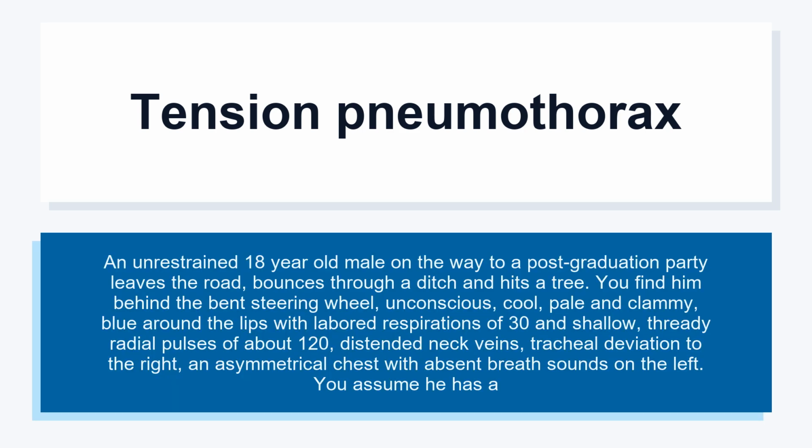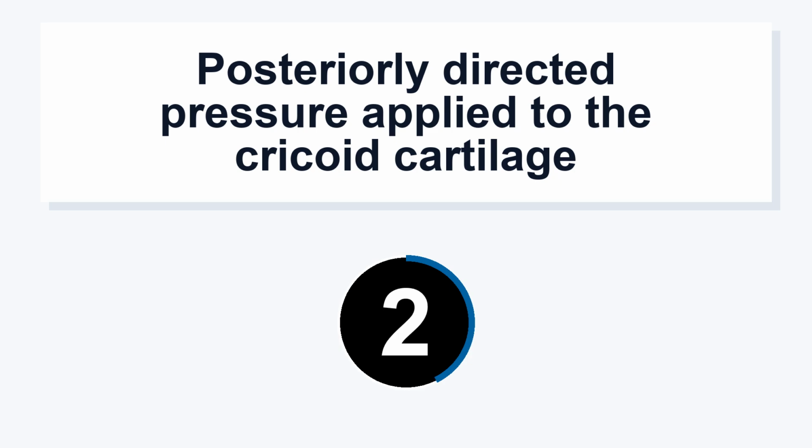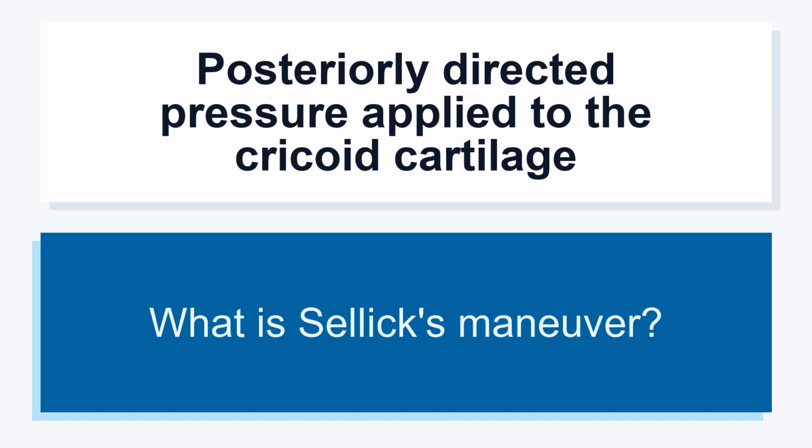An unrestrained 18-year-old male on the way to a post-graduation party leaves the road, bounces through a ditch and hits a tree. You find him behind the bent steering wheel, unconscious, cool, pale and clammy, blue around the lips with labored respirations of 30 and shallow, thready radial pulses of about 120, distended neck veins, tracheal deviation to the right, an asymmetrical chest with absent breath sounds on the left. You assume he has a posteriorly directed pressure applied to the cricoid cartilage. What is Sellick's maneuver?